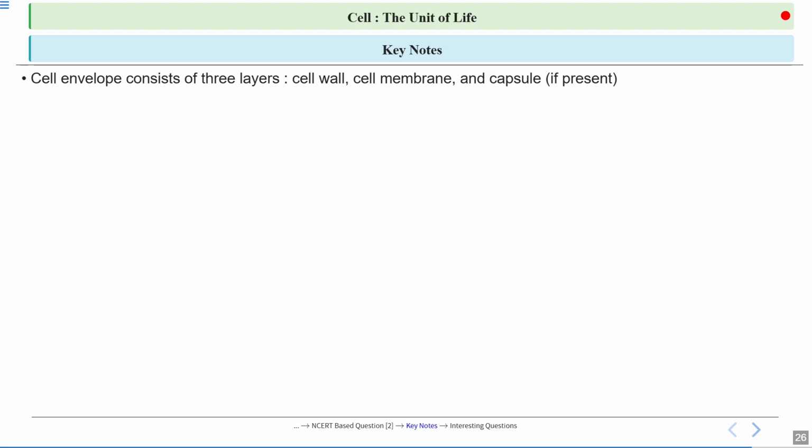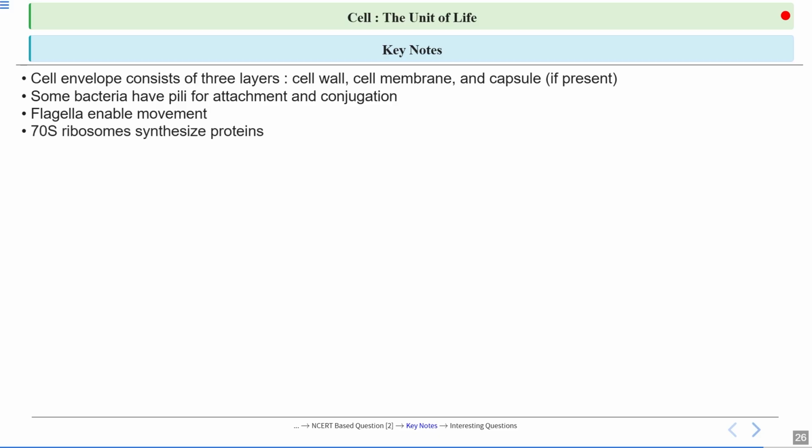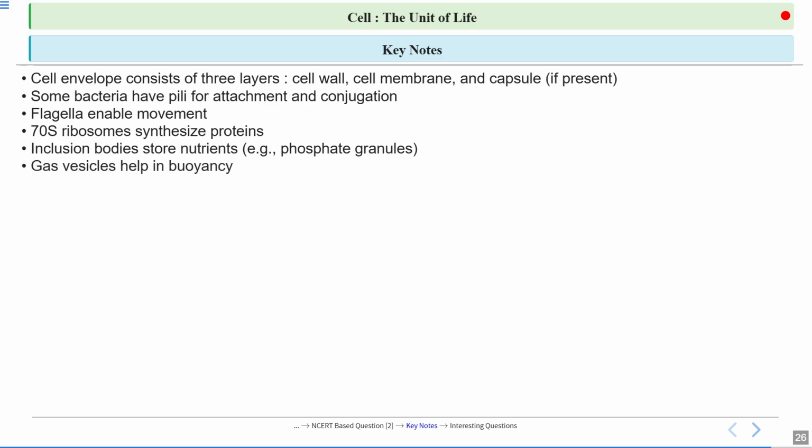Some keynotes for you. Cell envelope consists of 3 layers: cell wall, cell membrane, and capsule. Some bacteria have pili for attachment and conjugation as well. So pili help in conjugation. Flagella enable movement. 70S ribosomes synthesize proteins. In prokaryotes, inclusion bodies store nutrients. Gas vesicles or vacuoles help in buoyancy. Carboxysomes aid in carbon fixation.